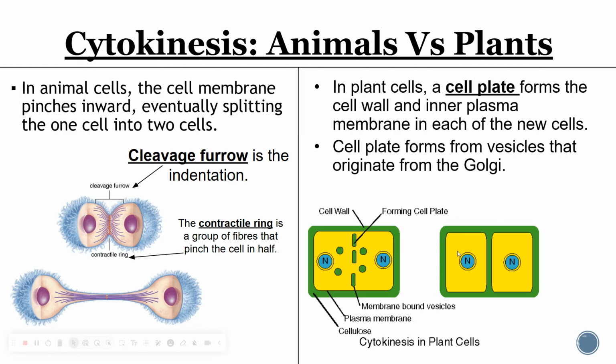The cell plate, or the cell wall forming, comes from vesicles that come from the Golgi body of the cell. So again, there's another organelle helping out there. But again, you won't see the pinching in, you won't see the cleavage furrow, you'll just see a cell plate forming, which is one of the main differences between plant cell and animal cell cell cycle. There are more differences that you'd learn about at some other point, but right now these are the most important ones I want you to focus on.